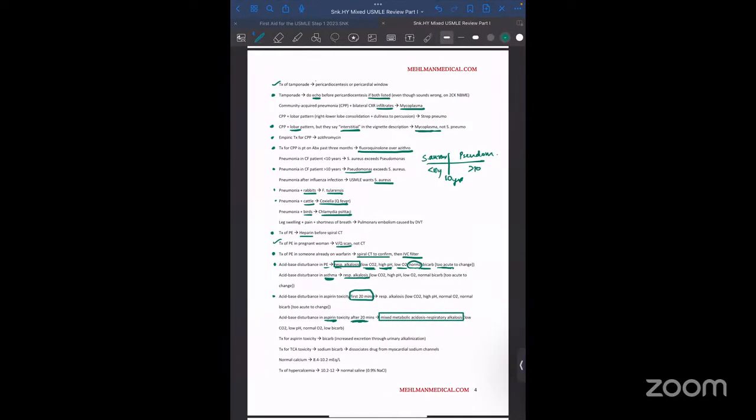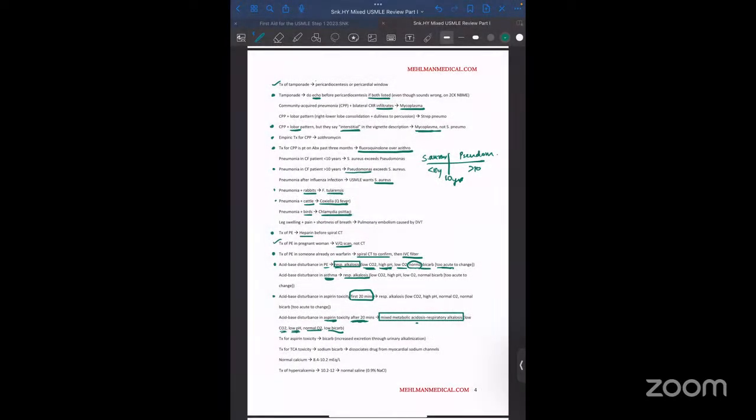So low CO2, low pH. Sometimes pH can be near normal too, but anyway, low pH because of acidosis. Low carbon dioxide because the patient is breathing rapidly, so blowing off the carbon dioxide, normal oxygen, and low bicarb. Okay.